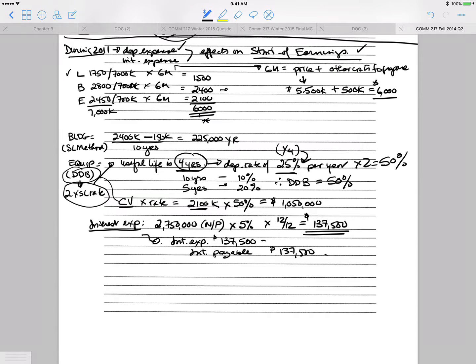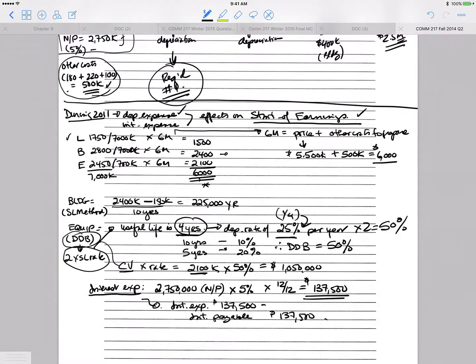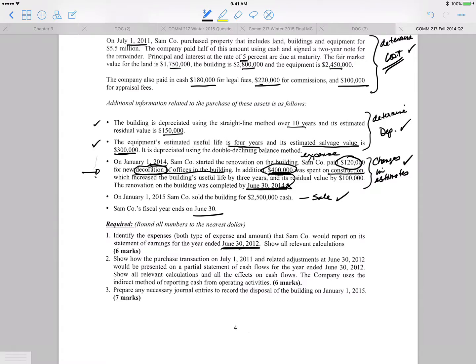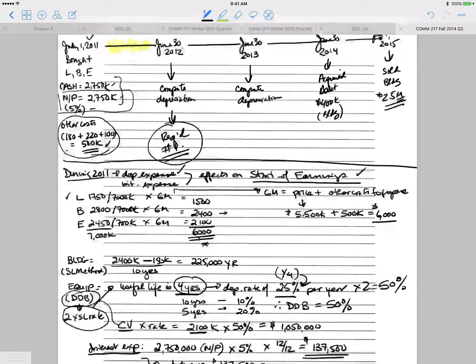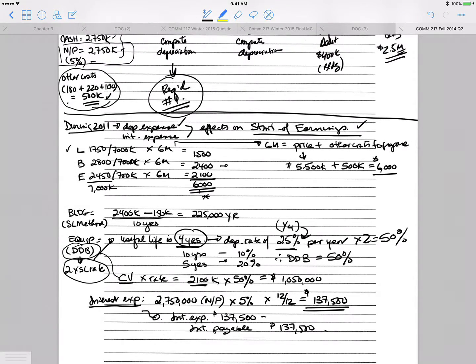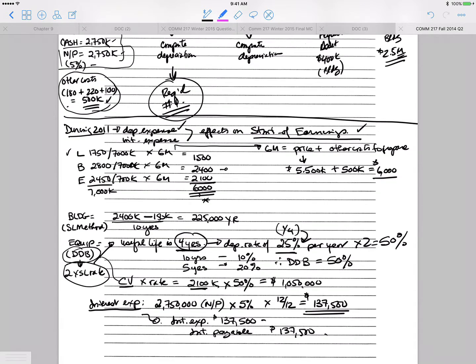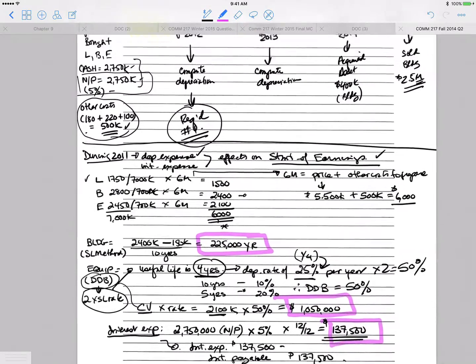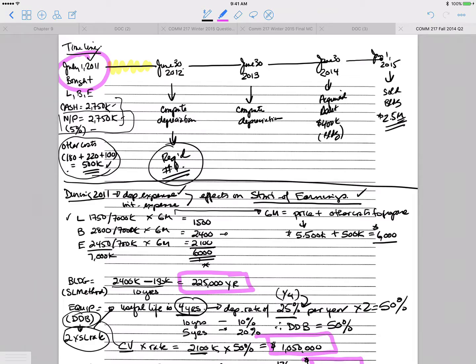Okay, so the answer to question A, let's go back and read it. Identify the expenses that Sam Company would report on its statement of earnings for the year ended June 30th, 2012, so the first year after the date of acquisition. The answer is they would be recording depreciation of $225,000 on the income statement. They would be recording depreciation of $1,050,000 for the equipment and interest expense on the income statement of $137,500. This all relates to the purchase on July 1st, 2011.